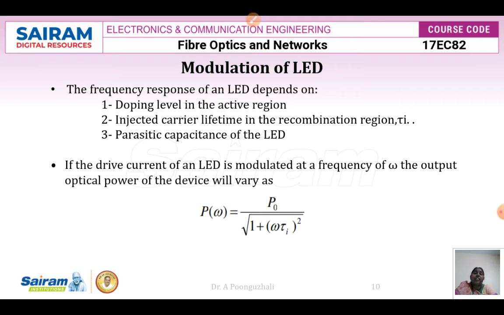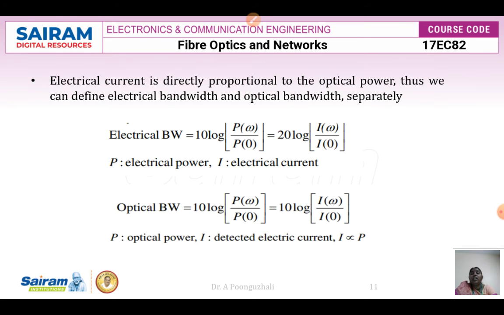Suppose the drive current of an LED is modulated at a frequency of W, then the output optical power P of W can be given as P naught divided by square root of 1 plus (W into Ti) the whole square, where P naught is nothing but the initial optical power present in the signal. So here your electric current is directly proportional to the optical power.